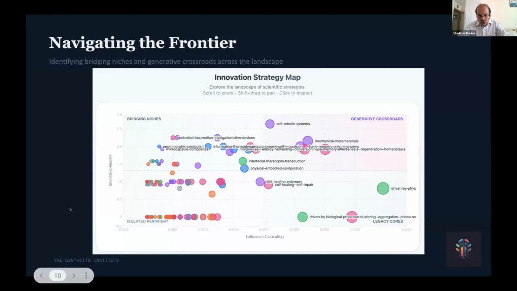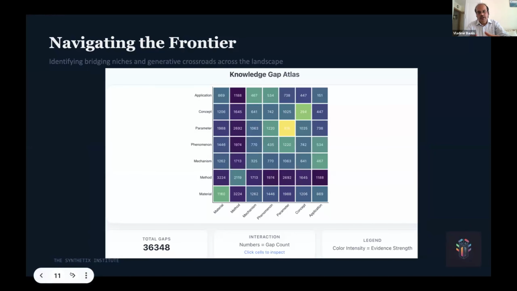However, if we go to a low influence, this means it's not yet mentioned in the field, but with high interdisciplinarity, those nodes can be used as bridges, because they can be connected to other nodes. These are the bridging niches, and they are still not very popular. However, they have the potential to be highly cited. So when you create a new concept, you need these fundamentals, the legacy cores. This is the fundamental knowledge, then going through the bridging niches, and terminating with the generative pillars. So this is how you can build.